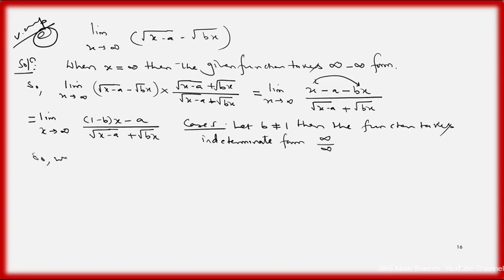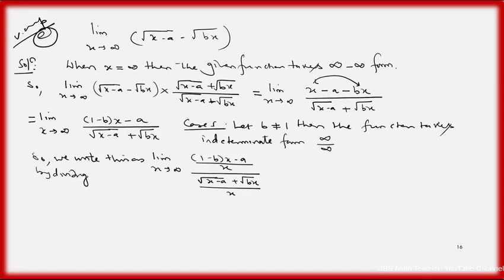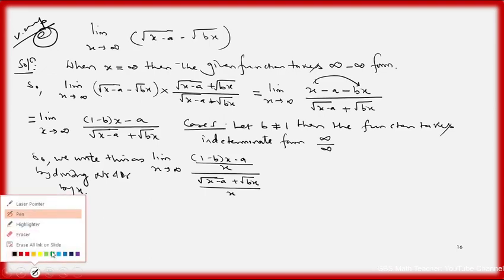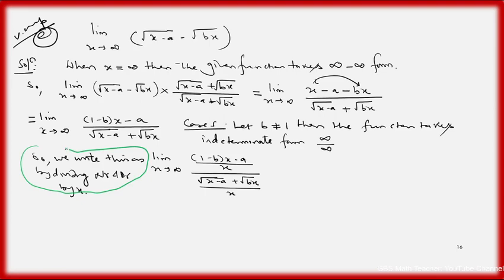So we write this as limit x tends to infinity, (1 minus b)x minus a, by root under x minus a plus root under bx, by dividing the numerator and denominator by x. You can also write this note.